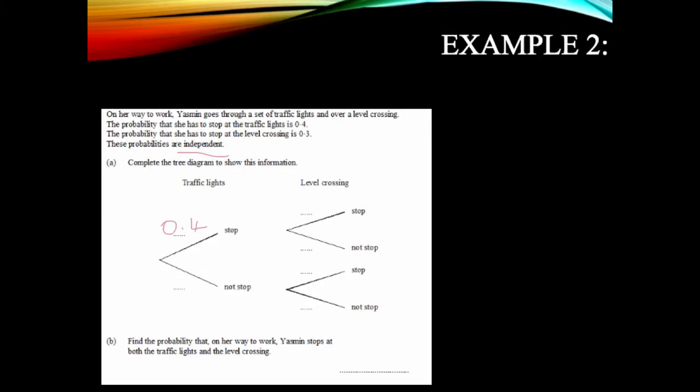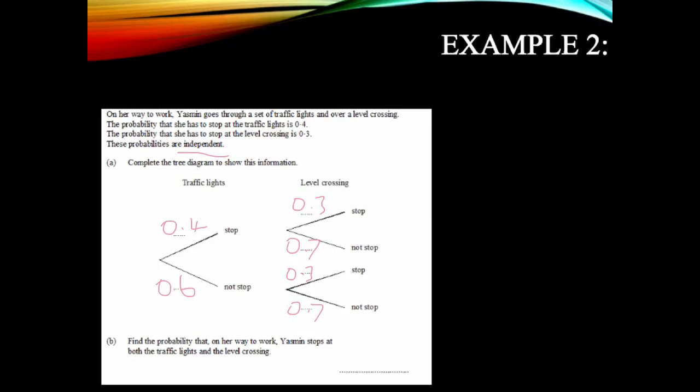Probability she has to stop at the level crossing, 0.3. And now I can fill in the rest. So along these two branches, it was 0.4. These two branches have to add up to 1. So here we get 0.6. This one, on the right hand side, the level crossing, if it was stopping 0.3, not stopping 0.7. Really nice and quick.